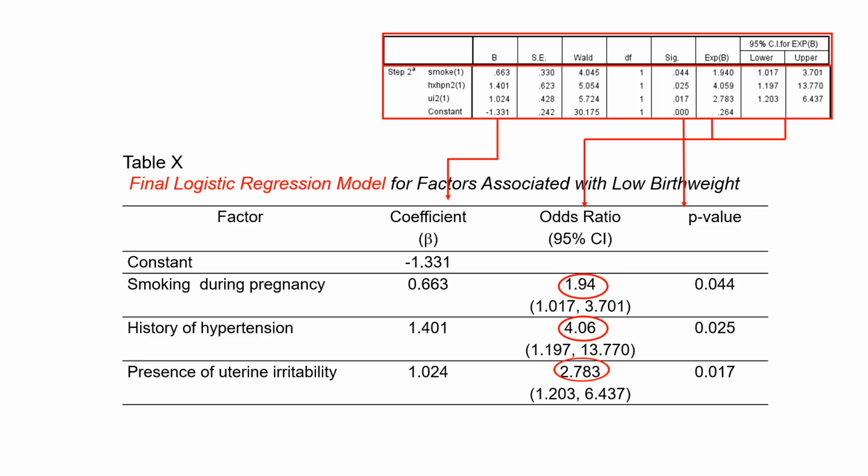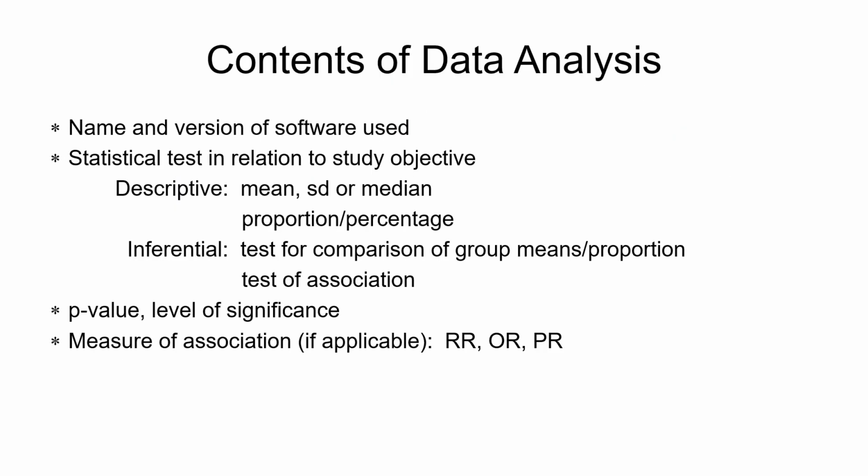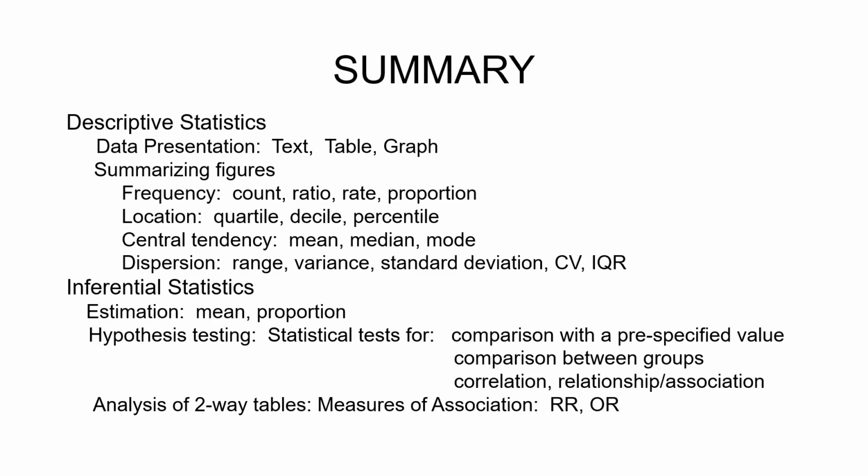The contents of the data analysis part of the final manuscript should contain the statistical techniques used in relation to the study objectives. In summary, we have two types of statistics, descriptive and inferential. Descriptive involves presenting data as text, tables, or graphs, or computing for summary figures. Inferential statistics involves estimation of a mean or a proportion, and hypothesis testing, which is basically the use of statistical tests for the following objectives.